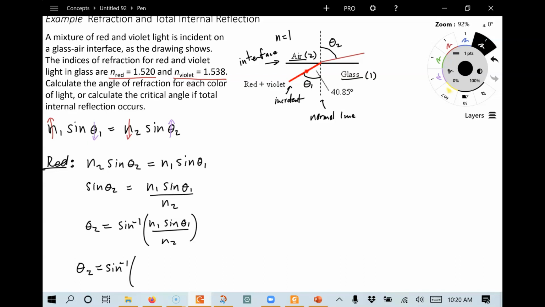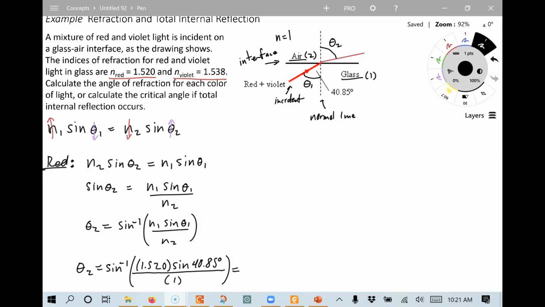So recall that the 1 is glass, the 2 is air, so we're going to put in N1 for glass for the red. It's going to be 1.520 multiplied by sine of theta 1. That's the incident angle, 40.85 degrees, and we're going to divide that all by N2. That's air. That's just 1. Be sure to have your calculator in degree mode and use the inverse sine function. And we get an angle of 83.8 degrees.